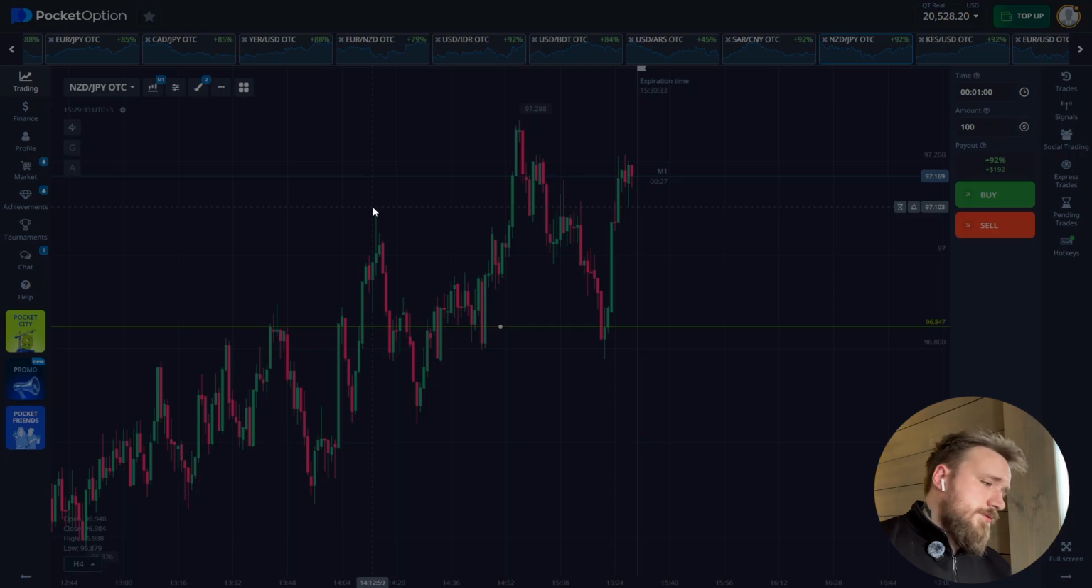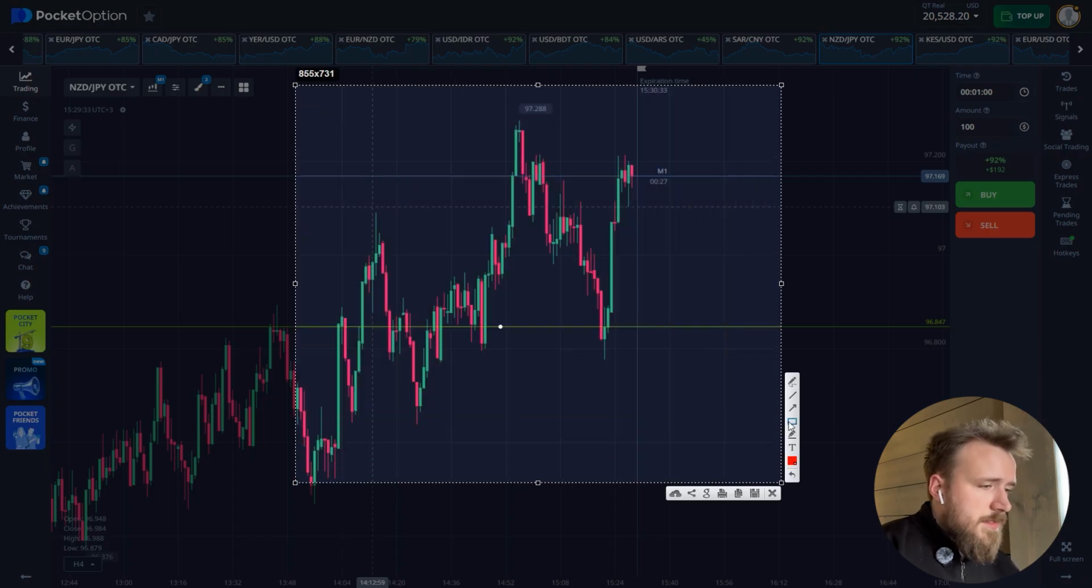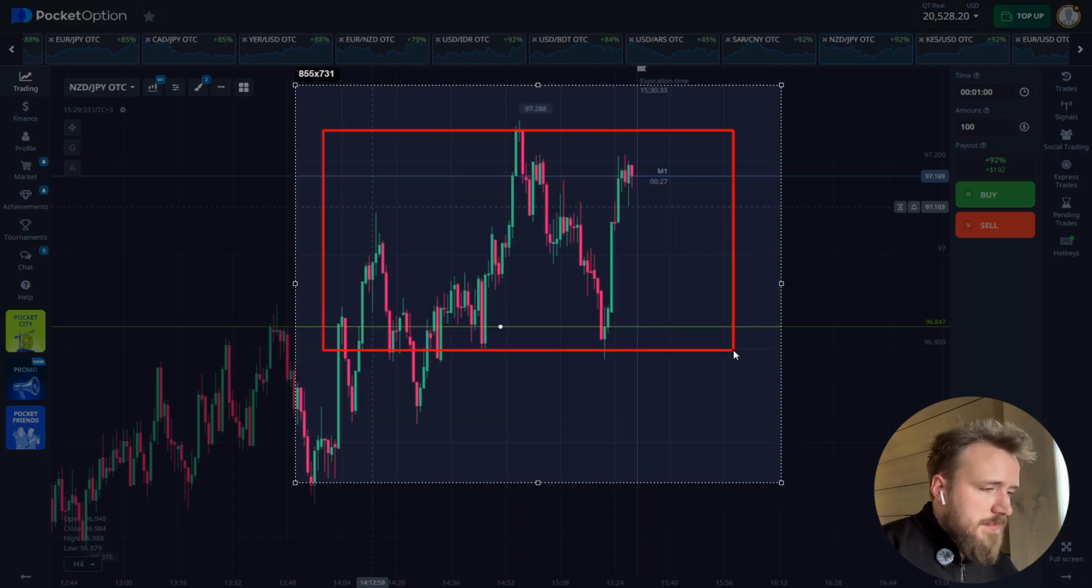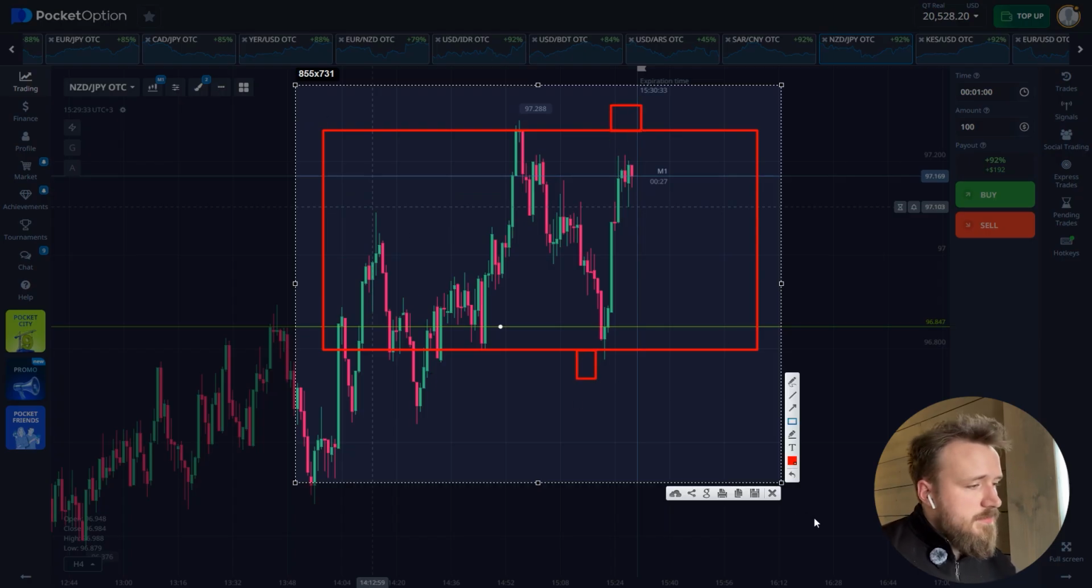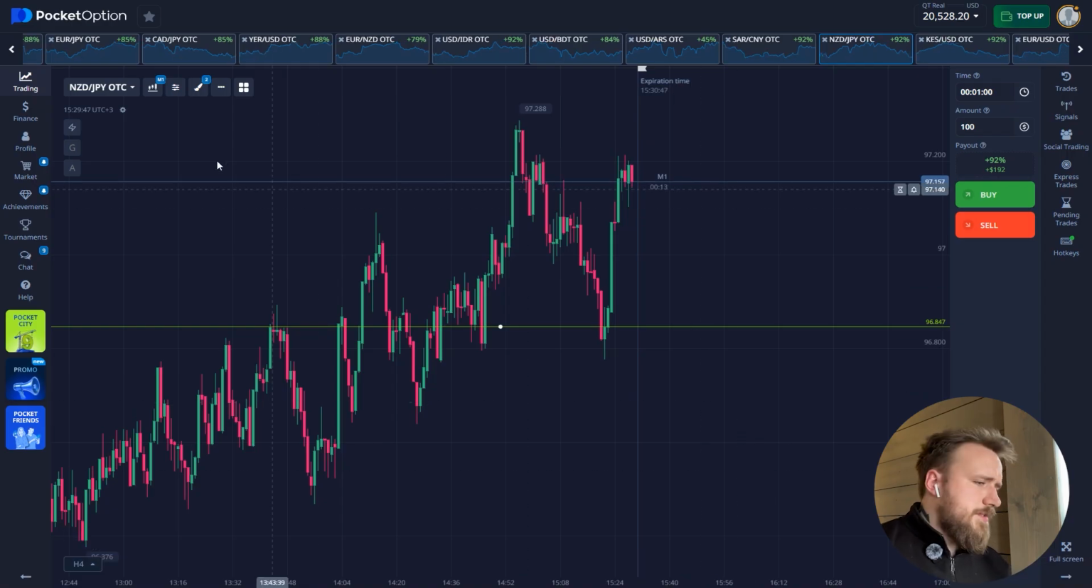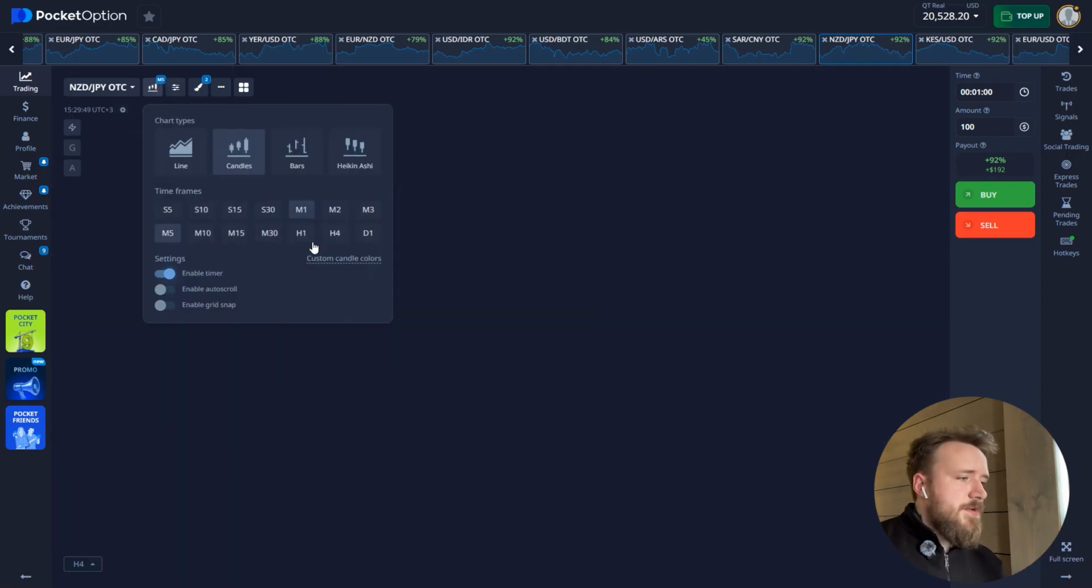What is a range, you would say? Let's take this interval, place a rectangle here, and see that the price is moving within this box. It goes from this level to that level and so on. It's all repetitive. We switch to the 5-minute time frame.